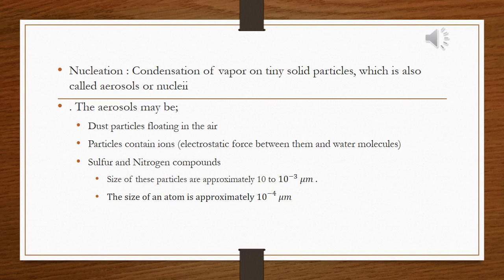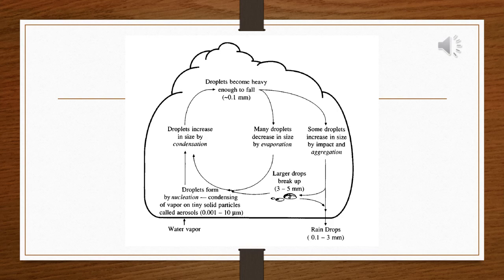And this is the graphical representation of rainfall or precipitation. First, the water vapor goes up with evaporation, and then droplets form by nucleation, condensing vapor on tiny solid particles. These are the aerosols I just gave you, around 0.001 to 10 micrometer. Then droplets increase in size by condensation, and in time they go up, forming a cloud.